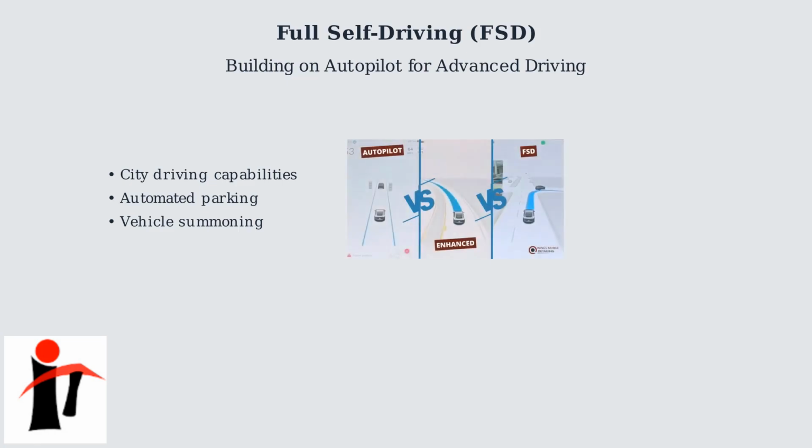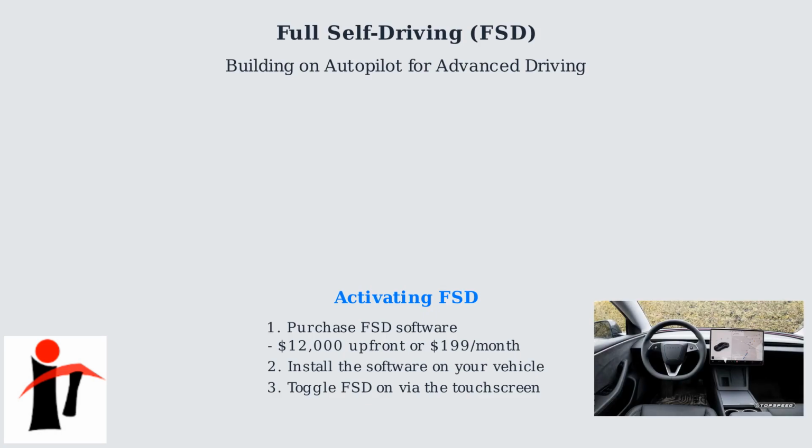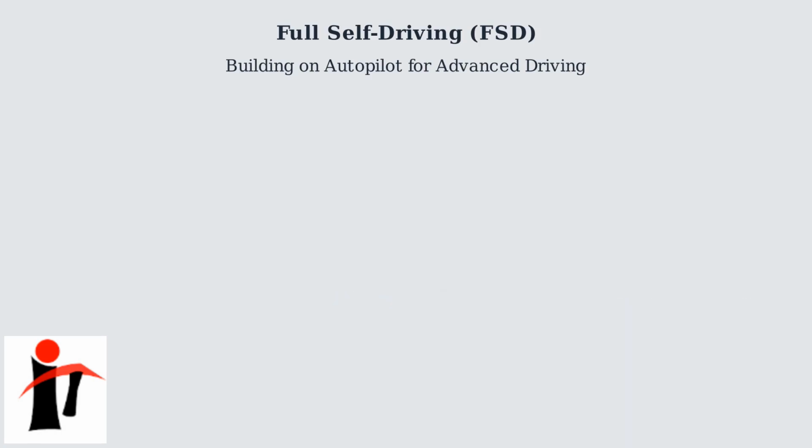Full self-driving, or FSD, builds upon Autopilot by adding advanced capabilities for city driving, automated parking, and vehicle summoning. To activate FSD, first purchase the software for $12,000 upfront or $199 per month, then install it on your vehicle. Finally, toggle FSD on through the touchscreen interface.